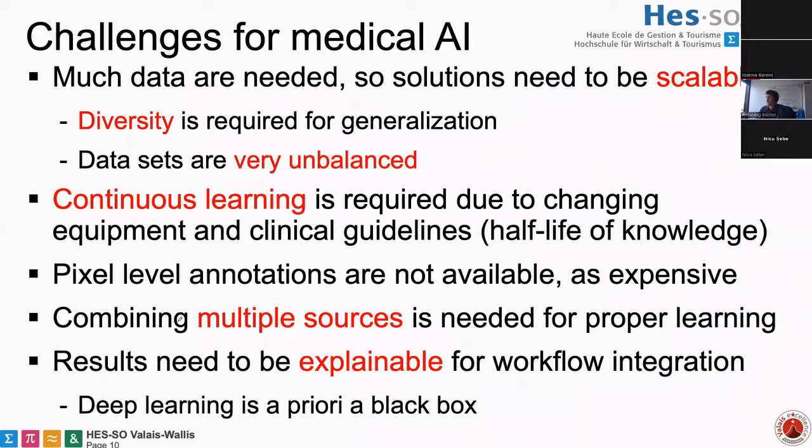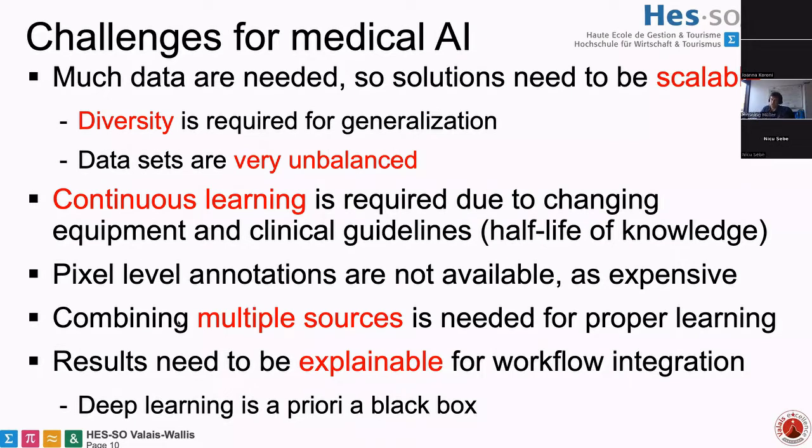And if we look at deep learning, it has really changed many domains. Radiology, histopathology, basically everybody applies deep learning. But to make it work well, we actually need a very large amount of data. So we need solutions that are scalable. And if we want it to work not in a single hospital, but across several hospitals, we also need diversity in the data, because we have these differences in the data creation.